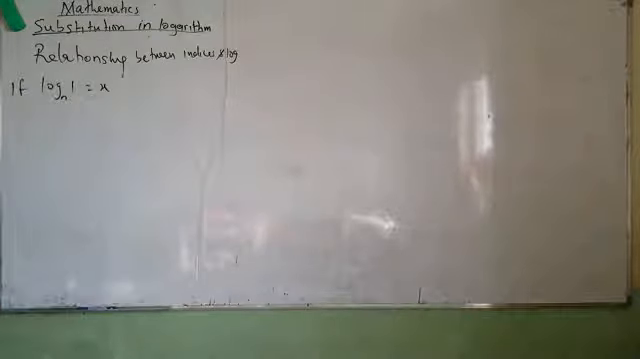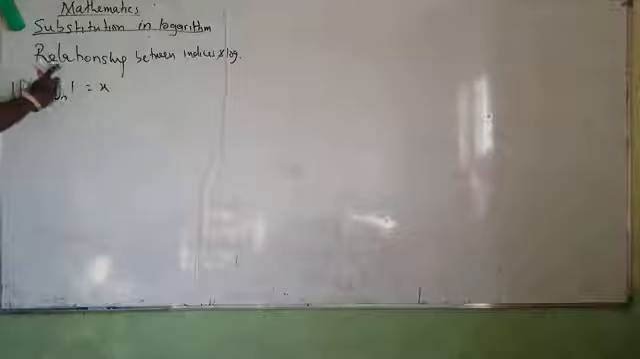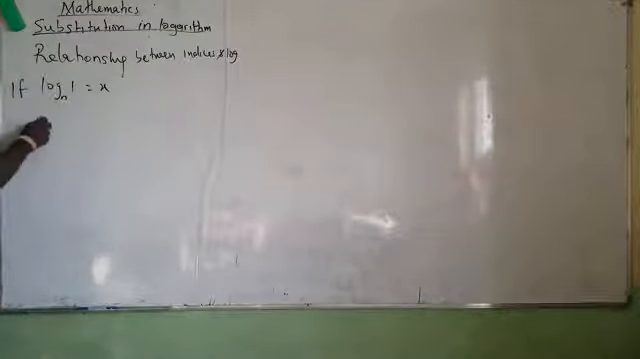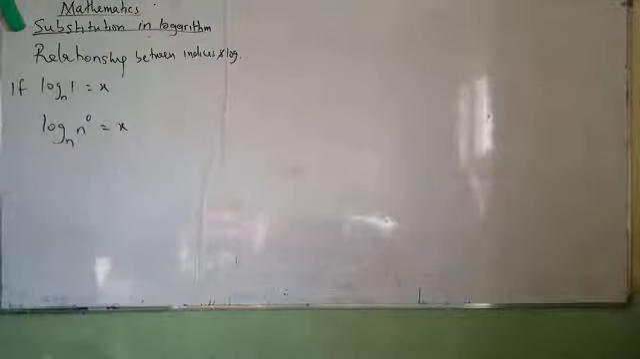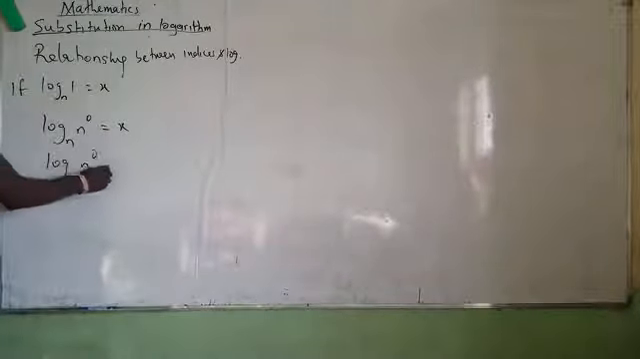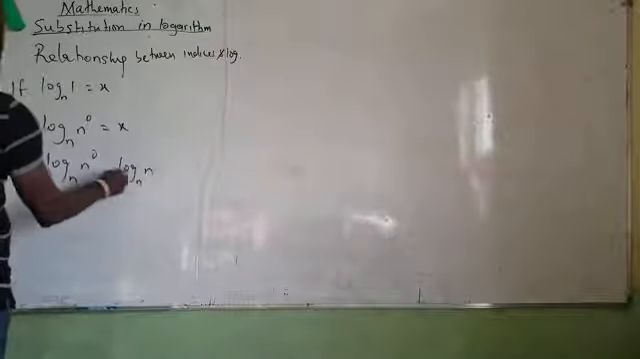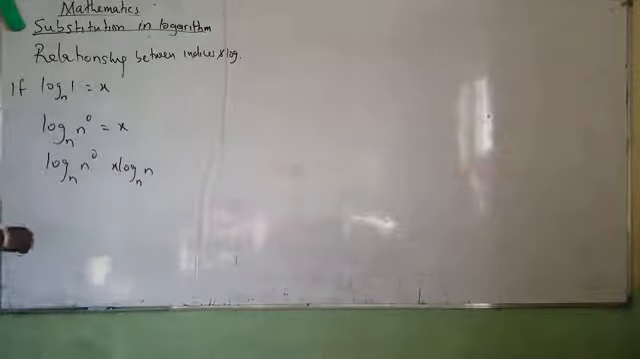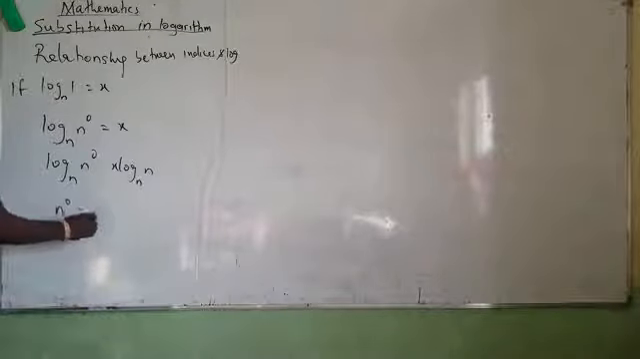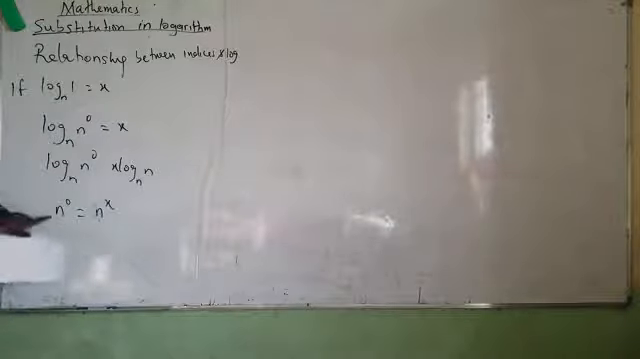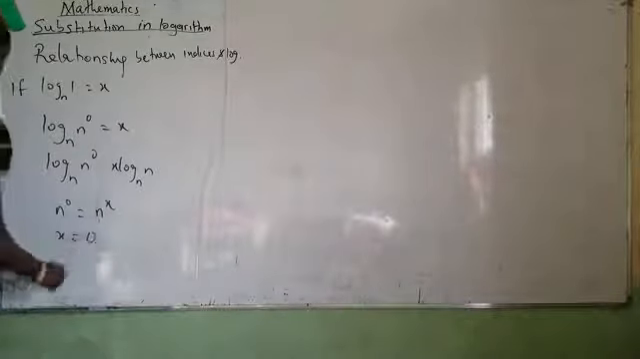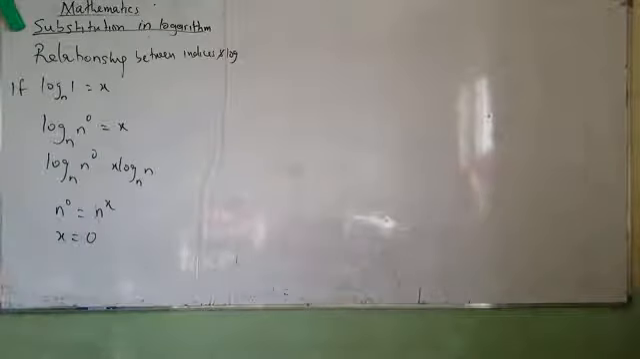Don't forget that for me to have 1 here, it will surely equal 0. Now, I can say log n 0 equals x. Do you know I can say n raised to power 0 equals n raised to power x? Since the bases are equal, it means my x equals 0. Please, these are just trying to show something.